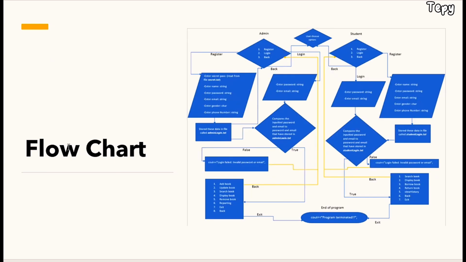If the user inputs option 1, which is admin, first of all, they need to register. They need to enter the secret password read from the secret.txt file and enter name, password, email, gender, and phone number, and the data will be stored in adminlogin.txt. After that, they need to choose option 2, login, and enter password and email, and the system will compare whether the registered and login data are the same or not.